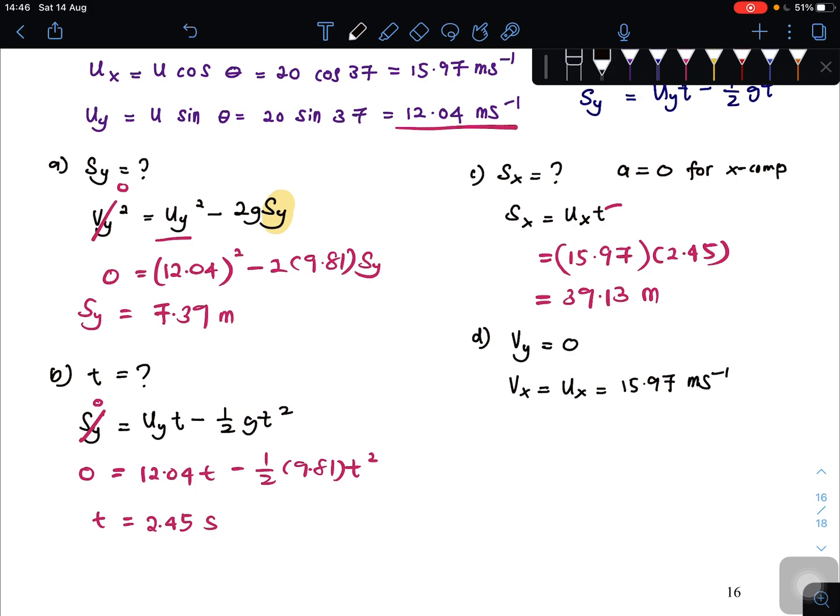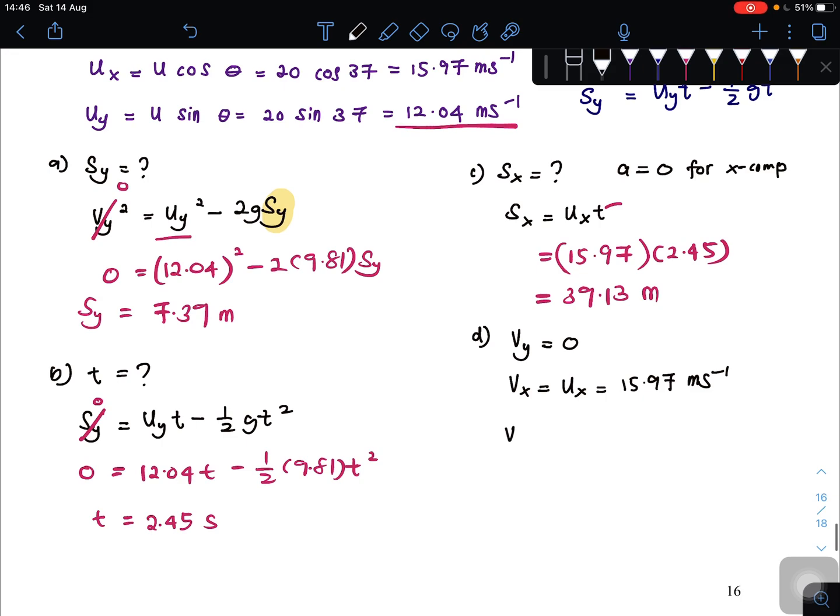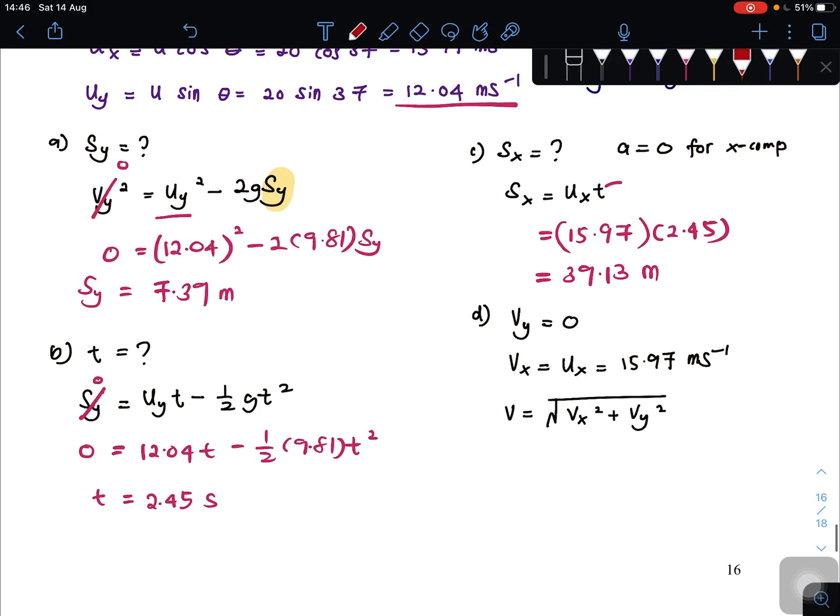So this one, if you calculate the magnitude, we know that in order to calculate the magnitude, we need to use this formula, Vx square plus Vy square. But since kat sini adalah kosong, so basically it's the same thing, which is 15.97 meter per second. And what is the direction here?